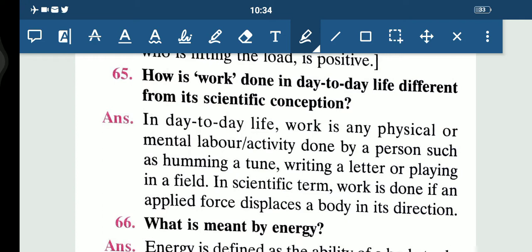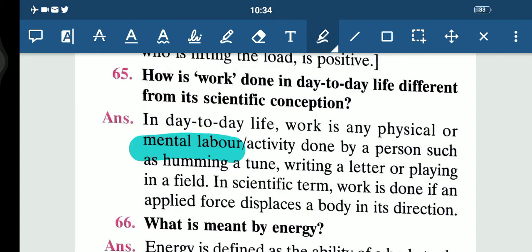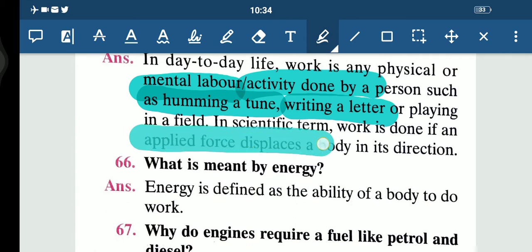So, how is work done in day to day life different from its scientific conception? This thing we already know, beta. In day to day life, work is any physical or mental labor activity done by a person, whatever activity you are doing, like suppose you are humming a tune or writing a letter. But in scientific terms, work is done if an applied force displaces a body in its direction.